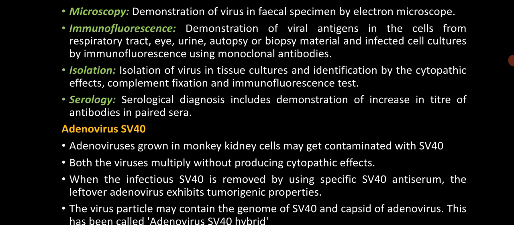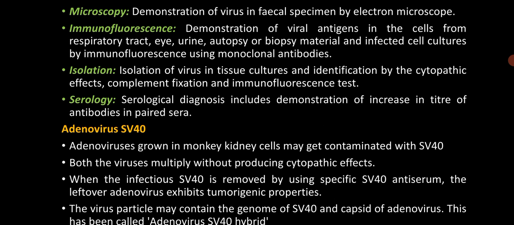Microscopy: using microscopy, we can check for the presence of the viruses in fecal matter. The fecal specimen can be prepared and viewed by electron microscopy for the presence of these viruses. The immunofluorescent technique is also one of the immunological techniques. Here the viral antigen in cells from the respiratory tract, eye, urine, and autopsy and biopsy materials can be found in an infected cell culture by immunofluorescence using monoclonal antibodies.